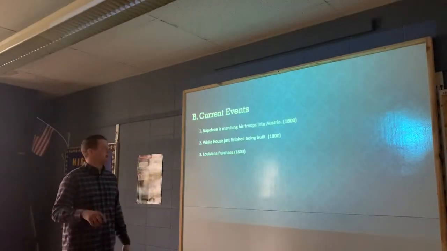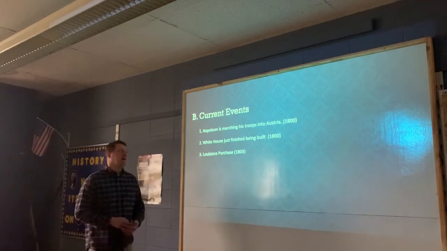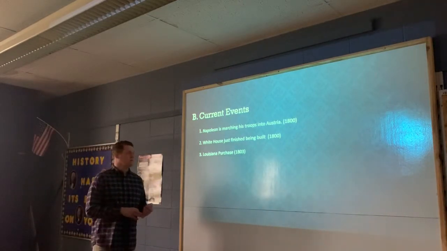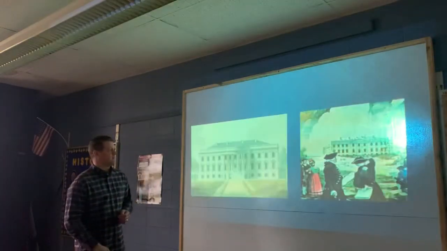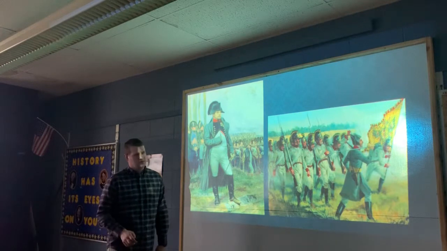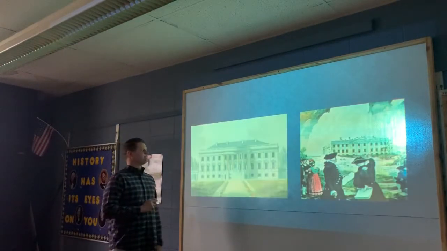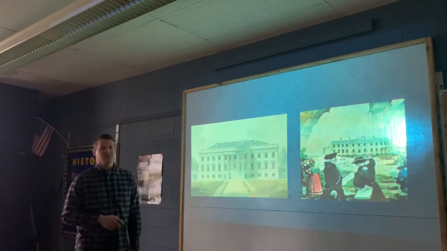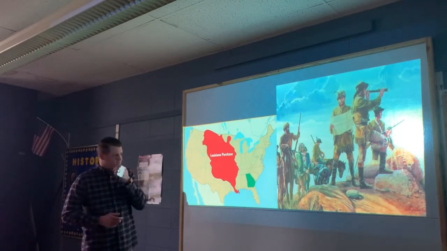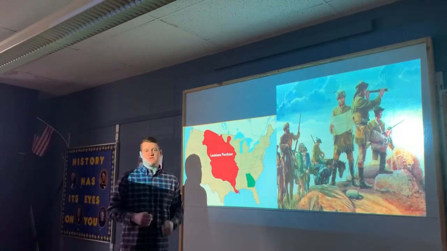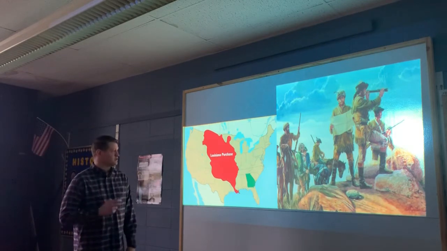Stuff that's going on at the time: Napoleon was marching his troops into Austria, happened in 1800. The White House had just finished being built here in America, and the Louisiana Purchase in 1803. So a couple pictures of Napoleon marching his troops. This is a picture of the Austrian troops. The White House just finished being built, and the Louisiana Purchase happened, and Lewis and Clark made their expedition to explore the area of the Louisiana Purchase.